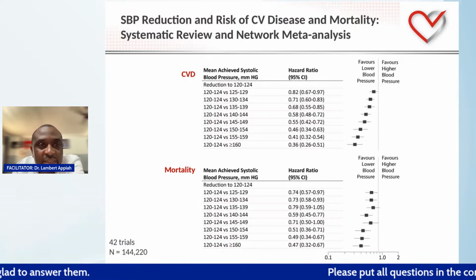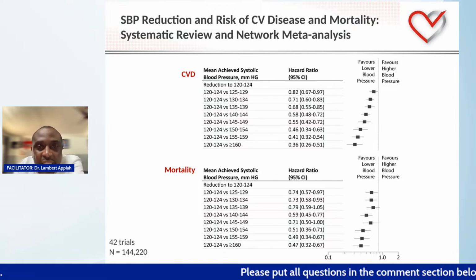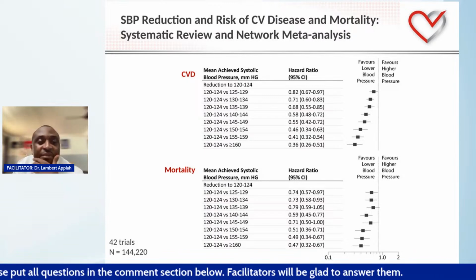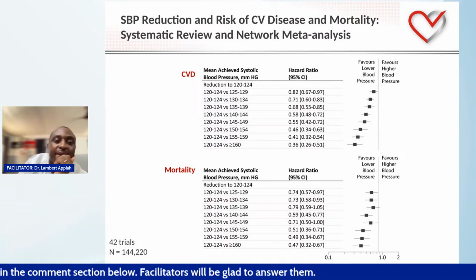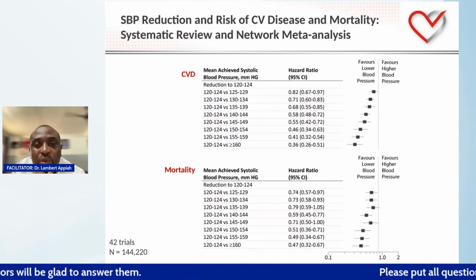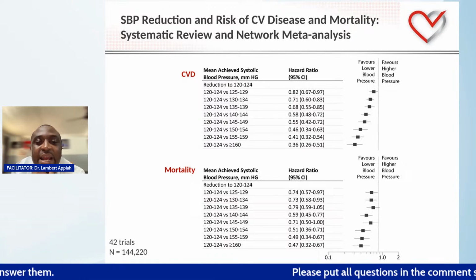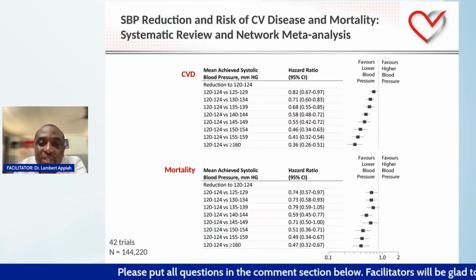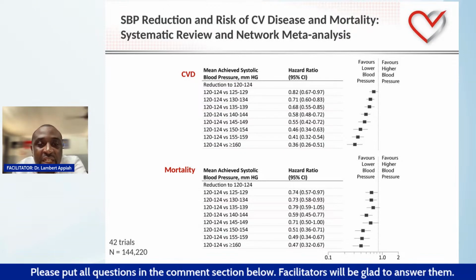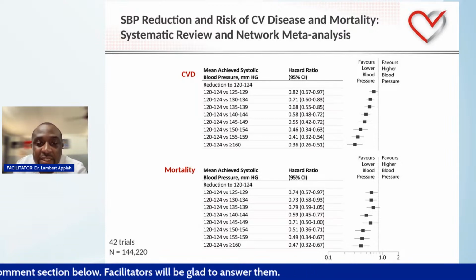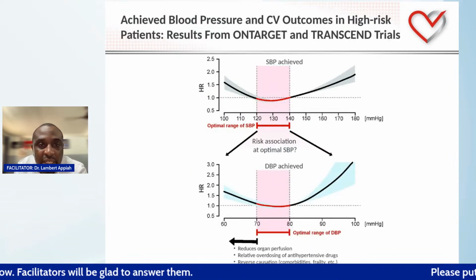So in this meta-analysis as well, clearly the lower the blood pressure, if you compare to, let's say, 120 to 124, the lower the blood pressure was, the higher the benefit, or if you like, the lower the hazard ratio for developing cardiovascular disease. Same here. The lower the blood pressure readings, they favored lower incidence rates of cardiovascular events.